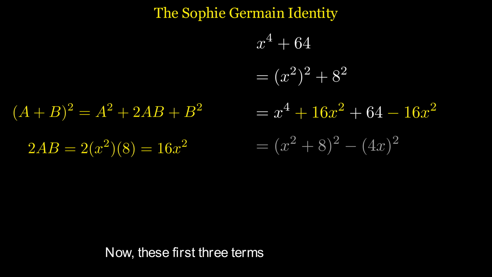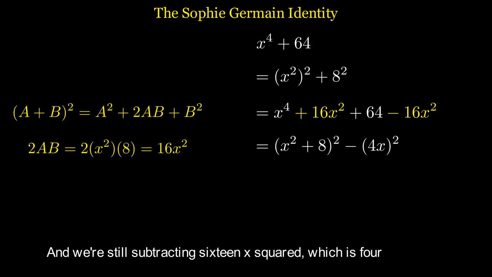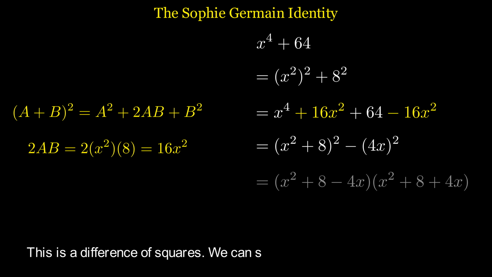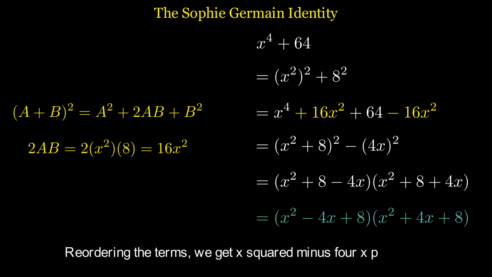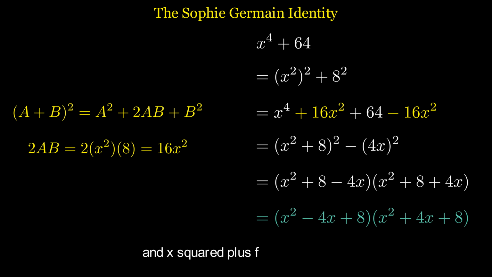Now these first three terms are a perfect square, x squared plus 8 all squared. And we're still subtracting 16x squared, which is 4x squared. This is a difference of squares. We can split it into a minus b times a plus b. Reordering the terms, we get x squared minus 4x plus 8 and x squared plus 4x plus 8. We factored it. This is called the Sophie Germain identity.